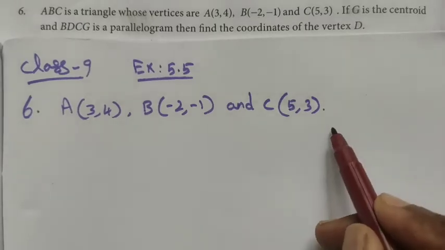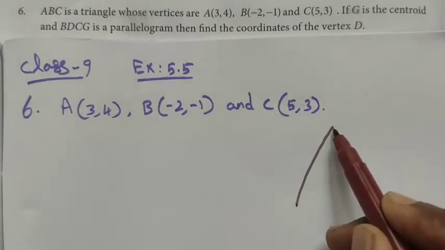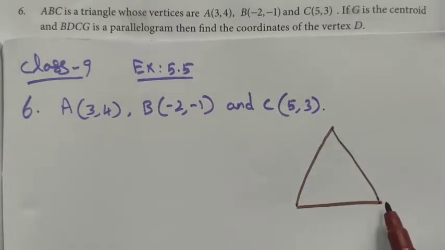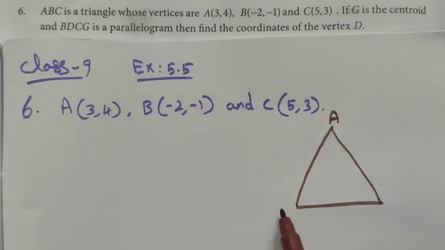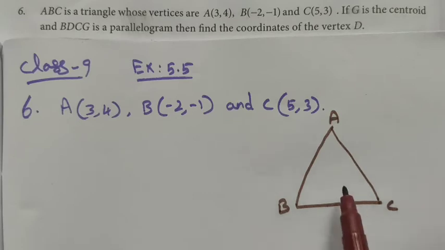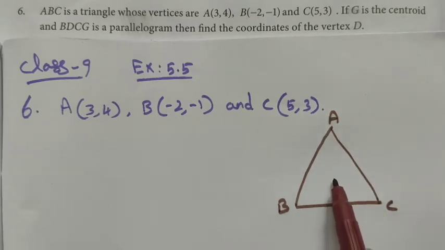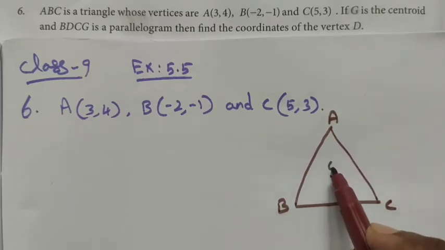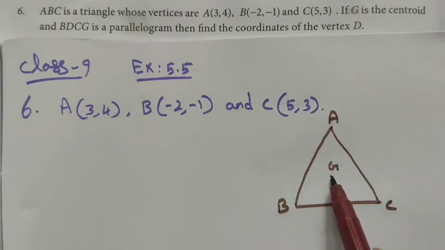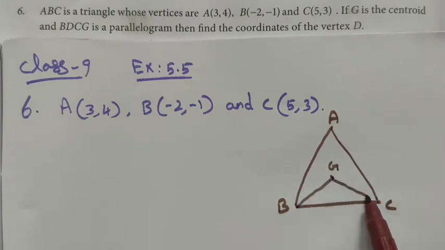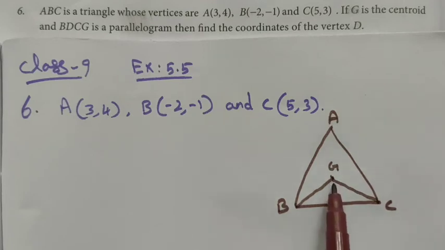See, the triangle is given like this. In the triangle, this is A, this is B, this is C. We know that the centroid is the point of concurrency of the medians. Let me take this as the centroid G. Draw a line like this. If you draw the lines, we get the centroid. Approximately, I put it here as the centroid.